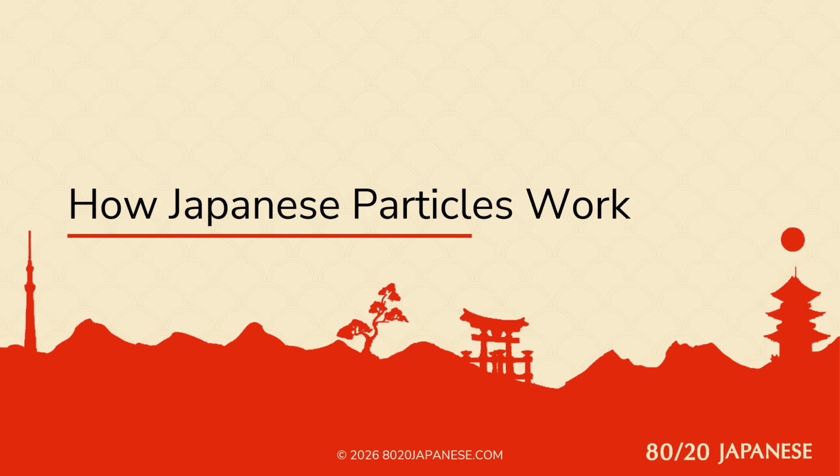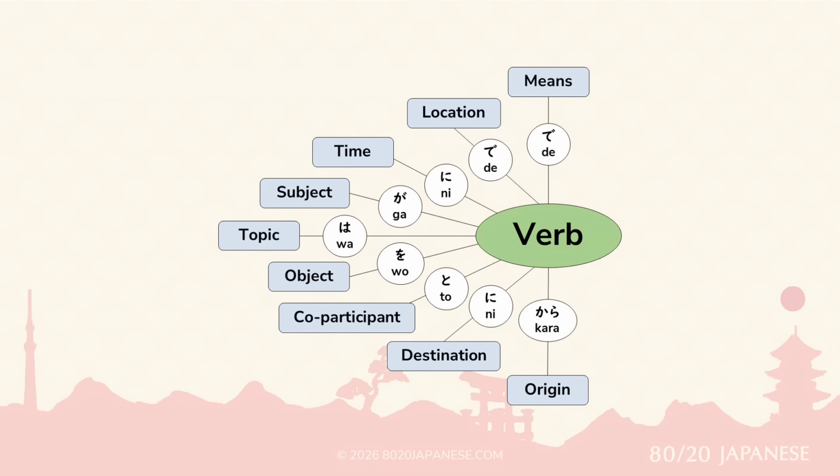Particles are one of the most important things to understand in Japanese. They're the key to how every sentence works. In this video, I'm going to show you exactly what particles are, how they compare to English, and teach you a few of the most common and useful ones.